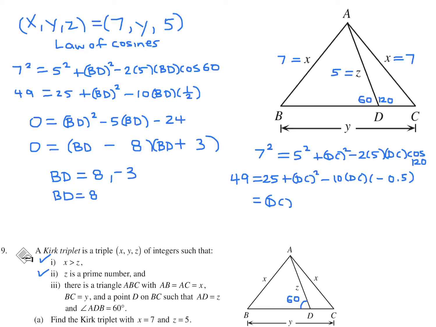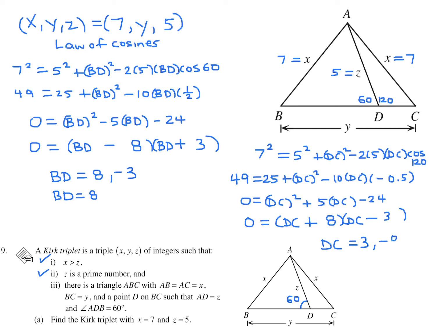So this becomes DC squared plus 5 DC, and 25 minus 49 is minus 24. And then this should factor as well, DC, DC, 8 and 3, but this time plus and minus, and therefore DC is equal to 3 or negative 8, and obviously since it's a distance, DC is equal to 3. Now what is y? y is equal to BD plus DC. BD we just figured out was 8, DC we just figured out was 3. So y is 8 plus 3, which is 11. So this is 7, 11, and 5. That's the Kirk triplet that meets these requirements.